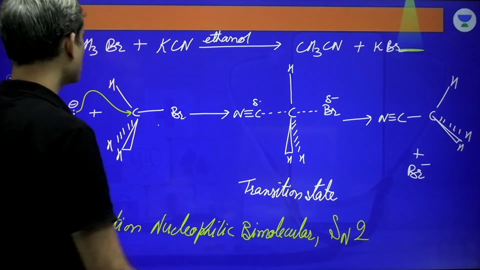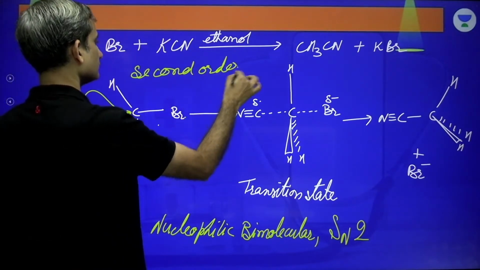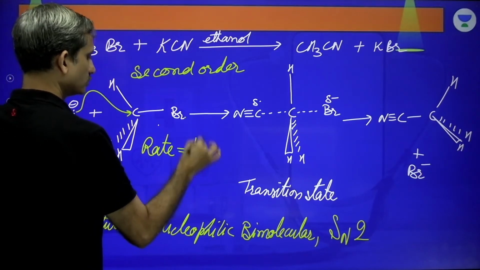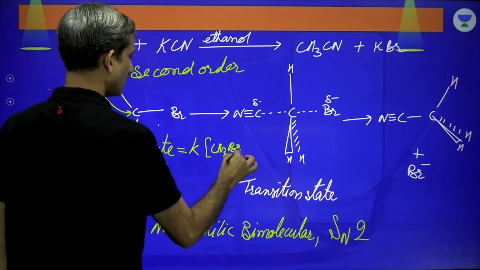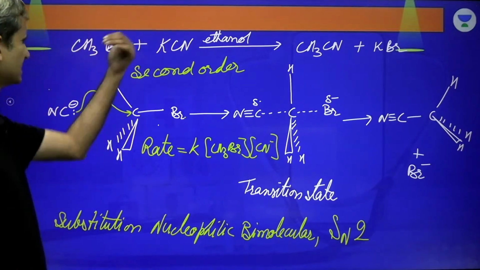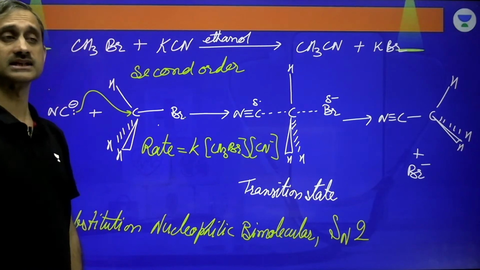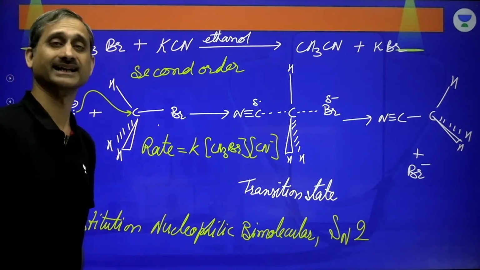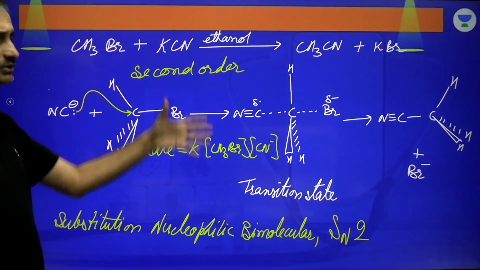Now, this reaction is going to be a second order reaction. If we talk about the rate of this reaction, the rate is going to be K into the concentration of CH3Br into the concentration of CN minus. Of course, CN minus concentration is the same as KCN concentration, but fine, this is how we write it. So this is a second order reaction. The order with respect to CH3Br is 1, order with respect to cyanide is 1. Am I clear? Anything you want to ask about this particular reaction?